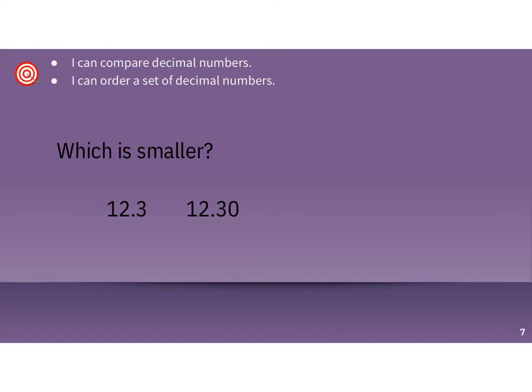And how about here? Pause and think and come back. Since we've got 12 in both of the tens and ones places, and I have 3 tenths and 3 tenths. 3 tenths is equivalent to 30 hundredths. There is not a smaller number here. We would say that these numbers are equal. 12 and 3 tenths is equal to 12 and 30 hundredths.